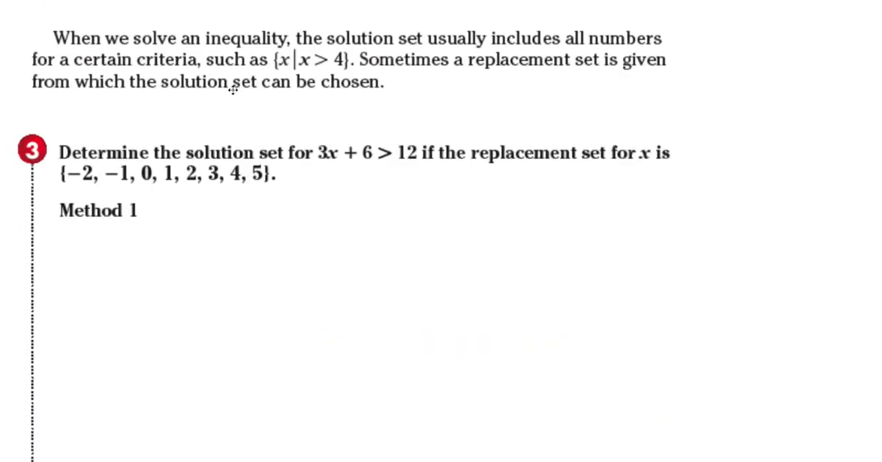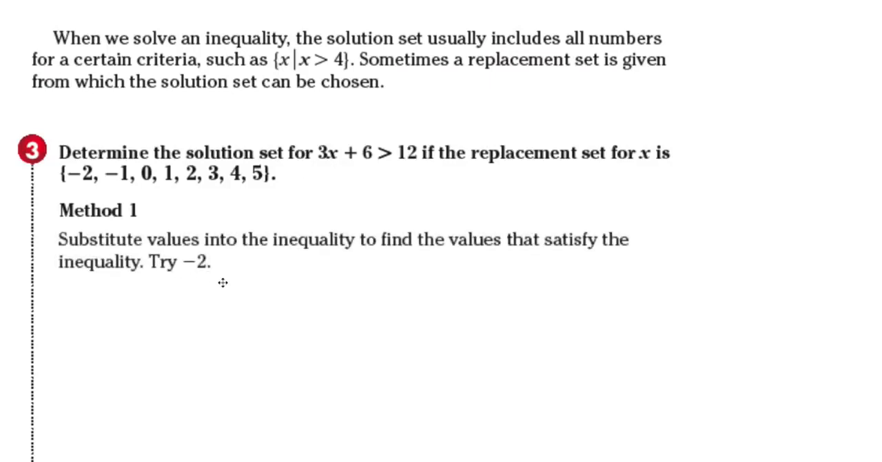When we solve an inequality, the solution set usually includes all numbers for certain criteria, such as x such that x is greater than 4. Sometimes a replacement set is given from which a solution set can be chosen. Let's see what this means. Determine the solution set for 3x plus 6 greater than 12 if the replacement set for x is negative 2, negative 1, 0, 1, 2, 3, 4, and 5. So these are the only numbers that you need to choose from to replace x. Method 1: substitute values into the inequality to find the values that satisfy the inequality.